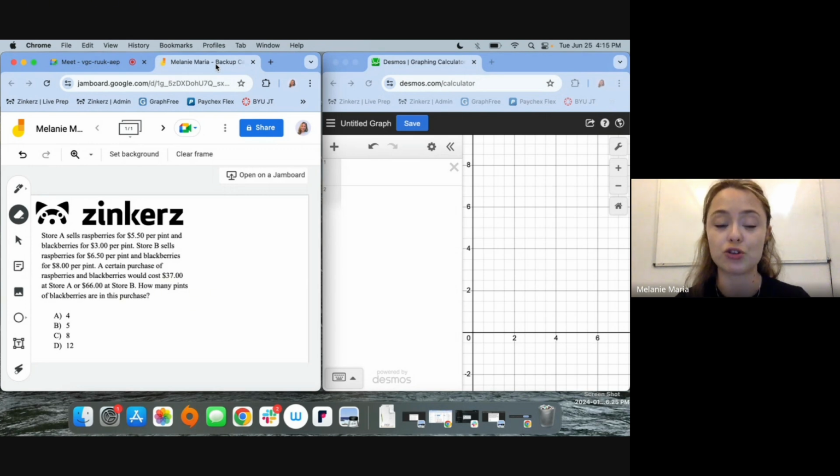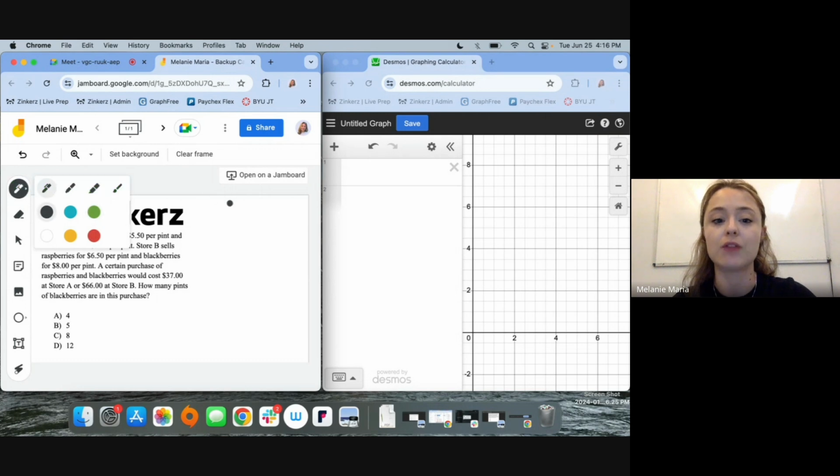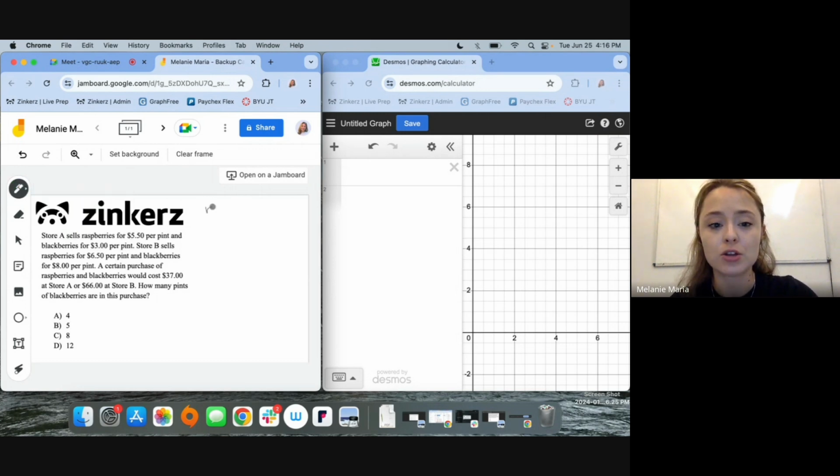Definitely a lot of information to wade through here. I would suggest organizing it in some way, either by underlining things in different colors or making boxes or circles around something. Or in this case, I'm going to make a quick little table just to illustrate how I'm organizing this information. So my quick 2x2 table is going to have raspberries and blackberries at the top, and then store A and store B on the left here.